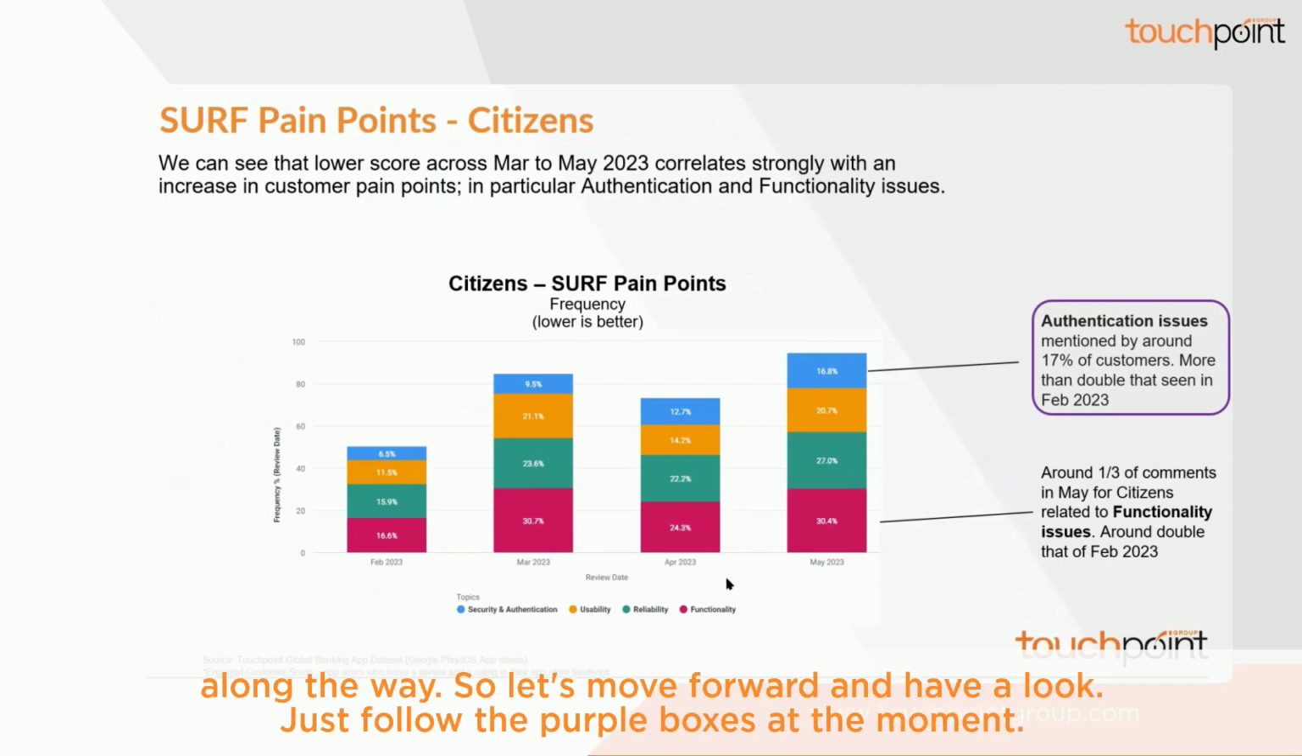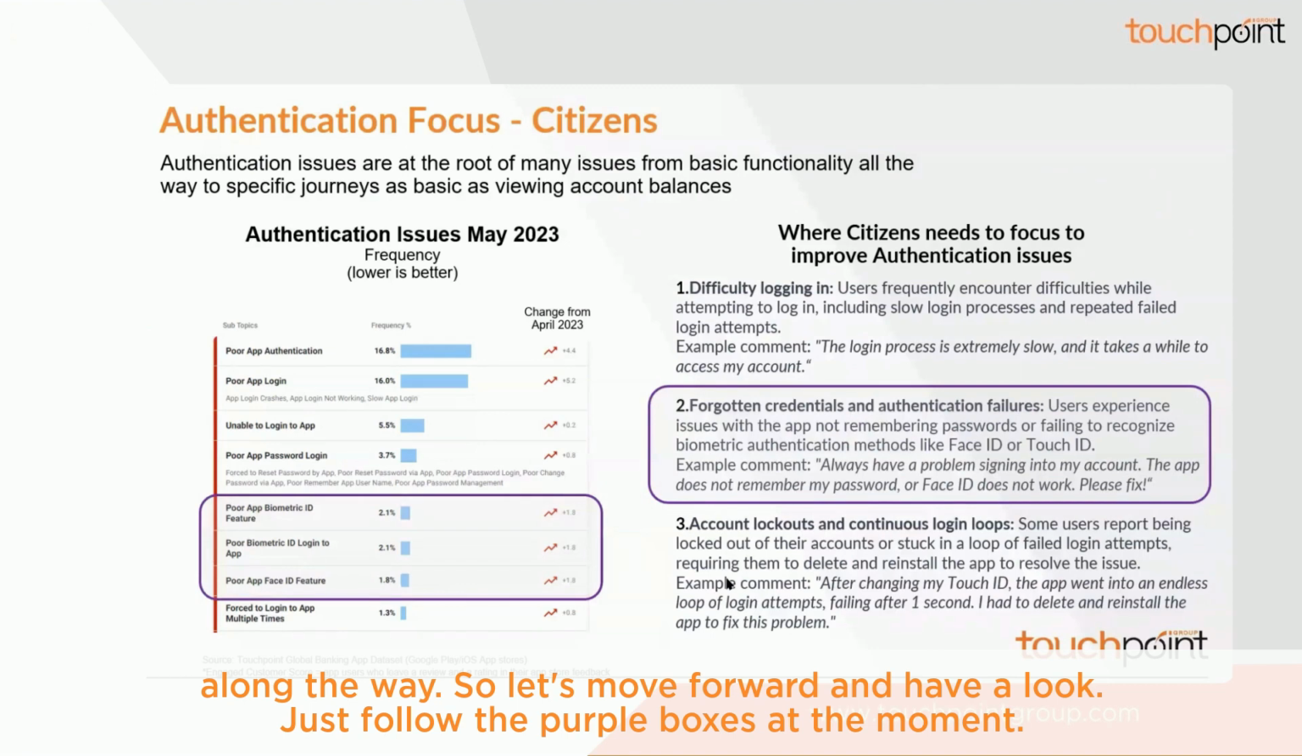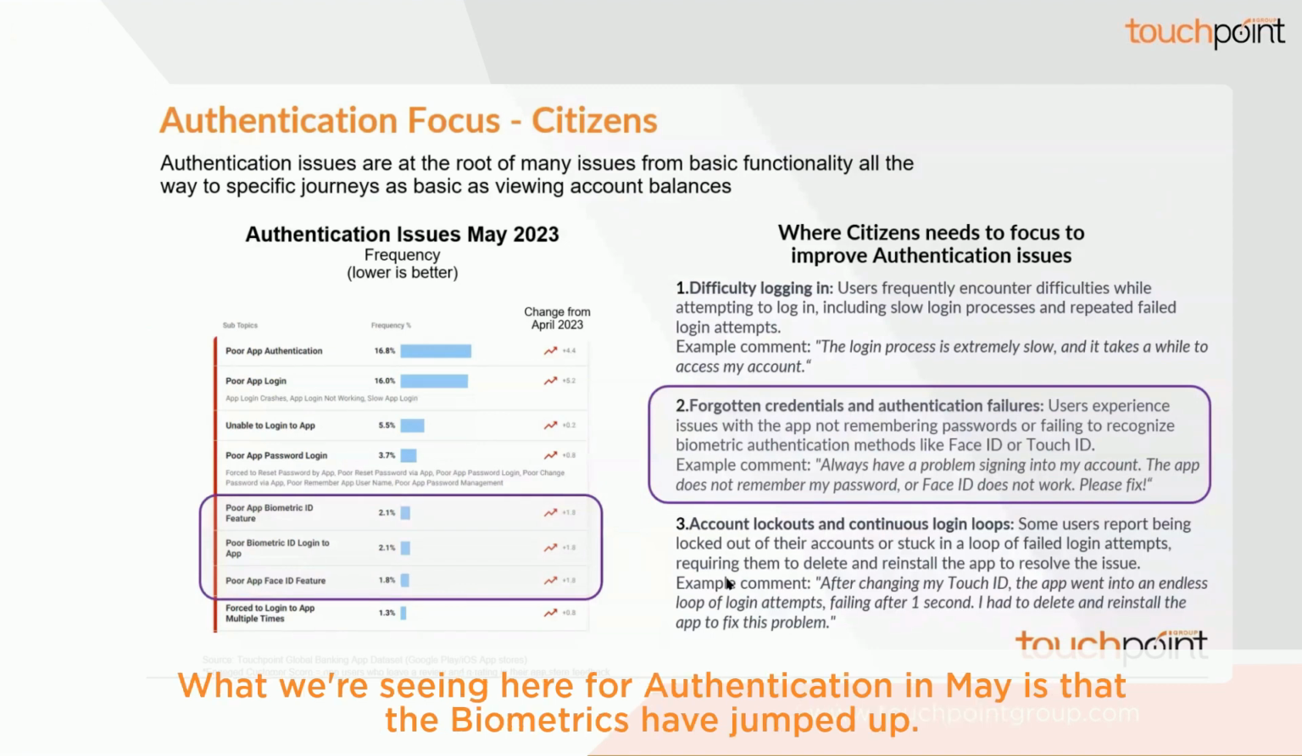So let's move forward and have a look. Just follow the purple boxes at the moment. What we're seeing here for authentication in May is that the biometrics have jumped up.